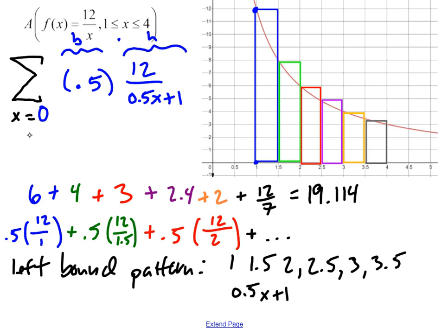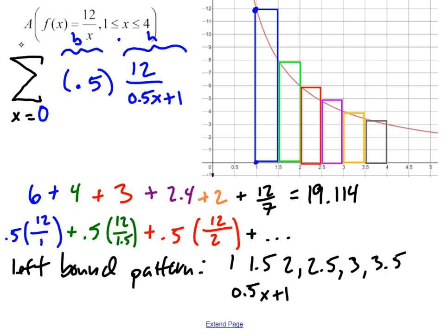Now let's see if it's finding me the correct heights. If I plug in 0, it would be 12 divided by 1 times 0.5, there's my 6. Now if x is 1, look what happens. It's going to do 12 divided by 1.5 times 0.5. That's my green. Then it's going to plug in x is 2, good to go, because 1 plus 1 is 2. And then it'll plug in 3, but that'll be this 2.4, and so on and so forth. So actually, this gets me each of those inputs correctly.